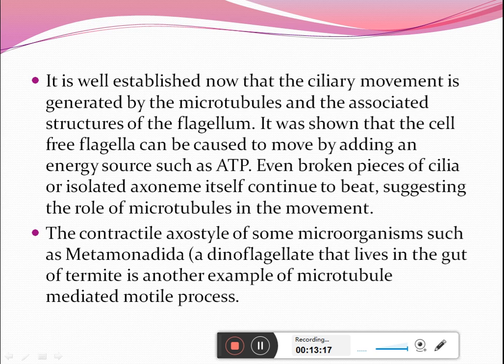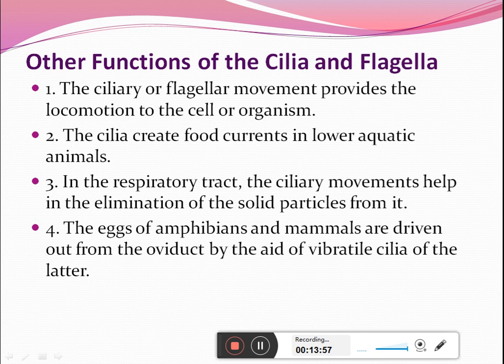It is well established now that ciliary movement is generated by the microtubules and the associated structures of the flagellum. It was shown that cell-free preparations can be made to move by adding energy sources such as ATP. Even broken pieces of cilia or isolated axoneme itself continue to beat, suggesting the role of microtubules in the movement. The contractile axostyle of some microorganisms such as Metamonadida, a flagellate that lives in the gut of termites, is another example of a microtubule-mediated motile process.